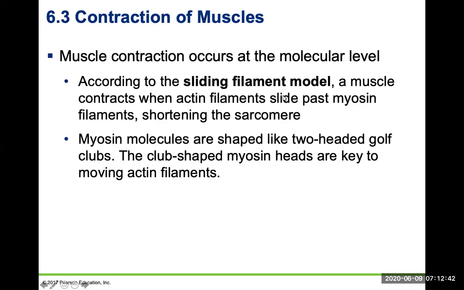According to this sliding filament model, a muscle contracts when actin filaments slide past their myosin and shorten the sarcomere. The myosin molecules are shaped like a two-headed golf club, and the club-shaped myosin heads are key to actually moving or pulling the actin filaments by them.